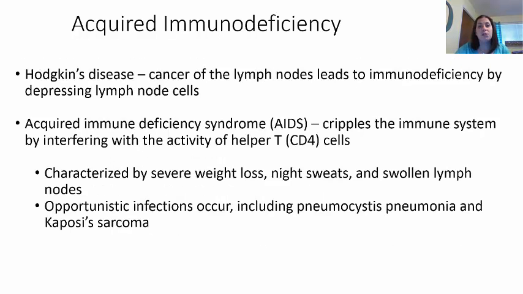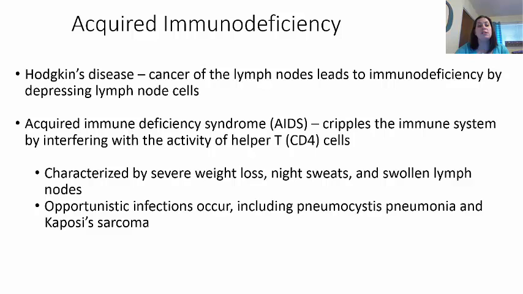Now, acquired immunodeficiency means that you acquire it over time. There's different types of acquired immunodeficiency. One example is Hodgkin's disease. This is a cancer of the lymph nodes. This leads to immunodeficiency because it depresses the lymph node function. Remember, inside the lymph nodes are B cells and T cells, so they can't do their job, and it causes issues. Another acquired immunodeficiency is acquired immunodeficiency syndrome, which we term as AIDS.